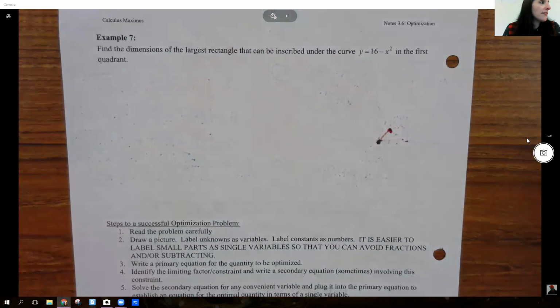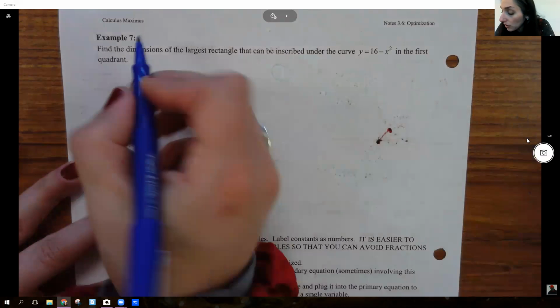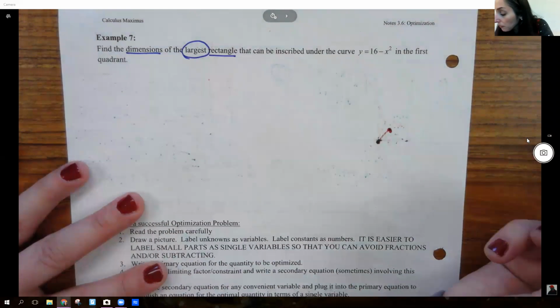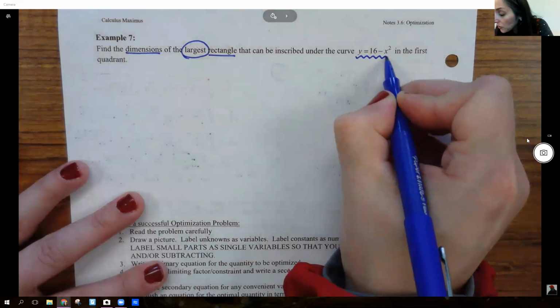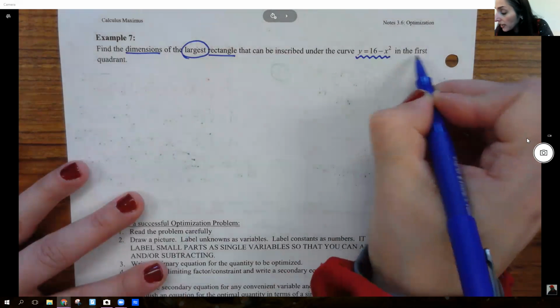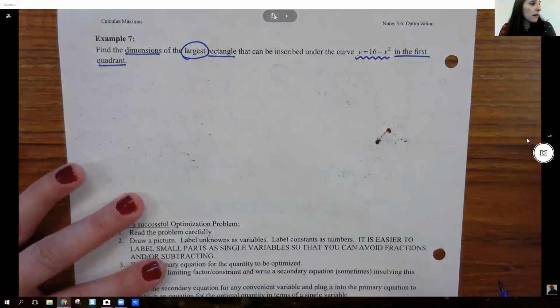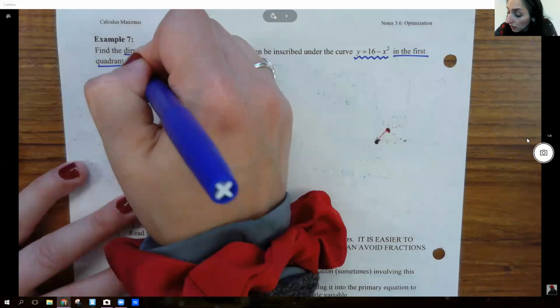All right, example 7. Find the dimensions of the largest rectangle that can be inscribed under the curve y equals 16 minus x squared in the first quadrant. All right, so read it again. We're looking for dimensions of the largest rectangle. We got a curve that we need to graph, and we're only graphing it in the first quadrant. Okay, so draw a graph.